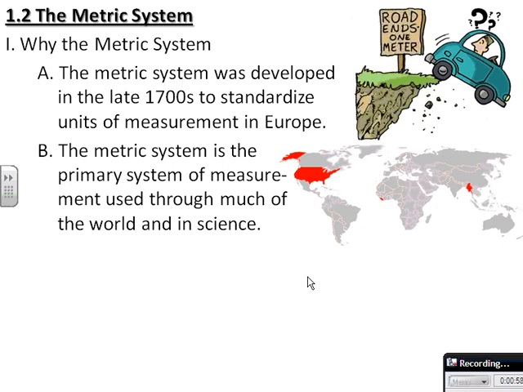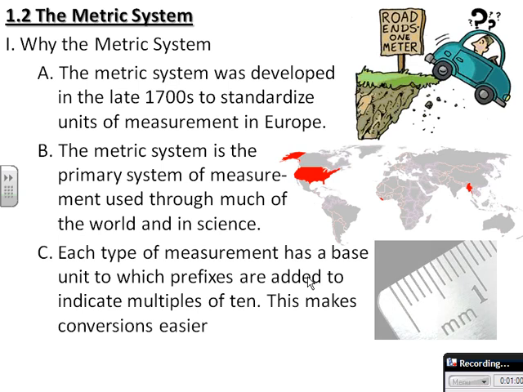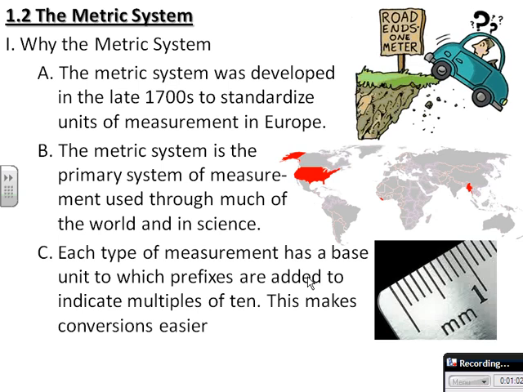Well, why is that? Well, the reason is because it's simple. Each unit of measure has a base. For example, the base unit of measure for length is the meter. Okay, and you can add prefixes to that to make it a smaller measurement. For example, the ruler pictured here shows you millimeters, which are smaller than a meter.